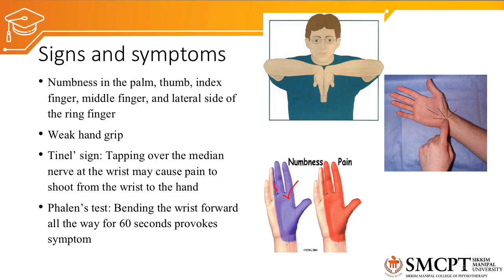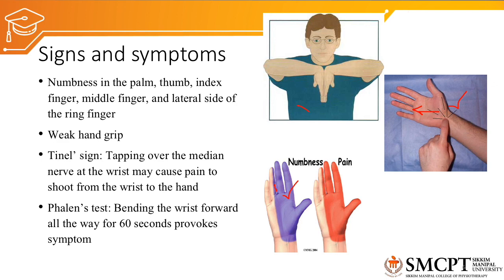There also will be weakness of the grip. The weakness could be because of the weakness of the thenar muscles or because of the pain at the carpal tunnel. Tinel's sign is mostly positive for carpal tunnel syndrome, that is, tapping over the median nerve at the wrist may cause pain which shoots towards the palmar aspects of the hand.